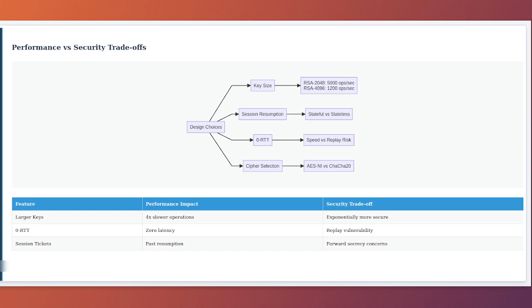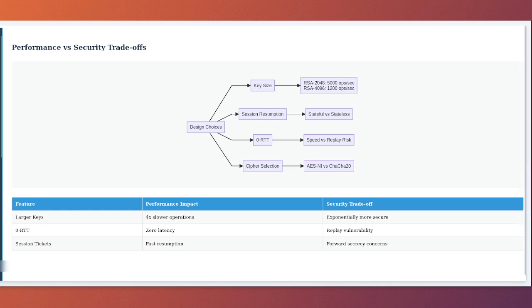Performance and security trade-offs. The delicate balance between performance and security in TLS is a fascinating study in engineering trade-offs. Every decision in the protocol design affects both how fast connections can be established and how secure they are against various attacks. Let me share some real-world insights into these trade-offs.